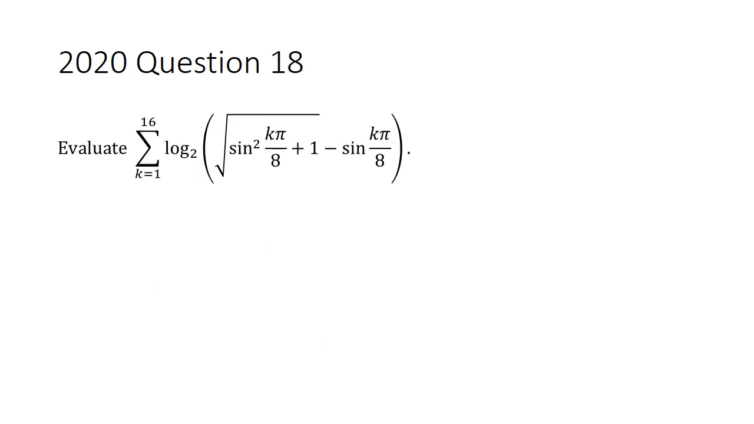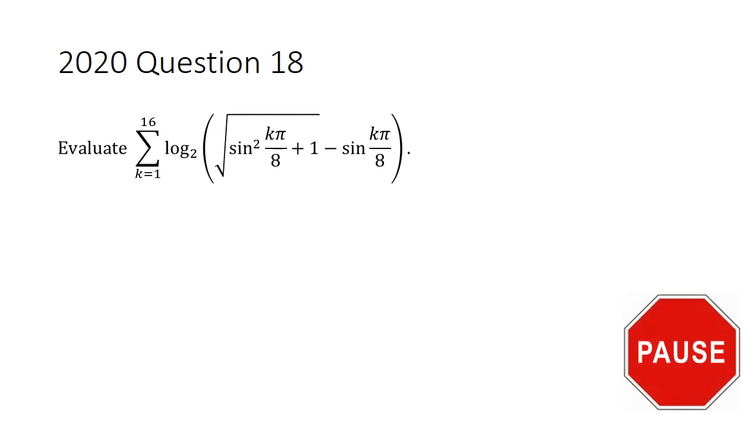In question 18, we have a very scary looking question. We want to evaluate the sum from k equals 1 to k equals 16 of log base 2 of the bracket: square root of sine squared k pi over 8 plus 1, minus sine k pi over 8. Pause the video here and give this scary looking question a try.